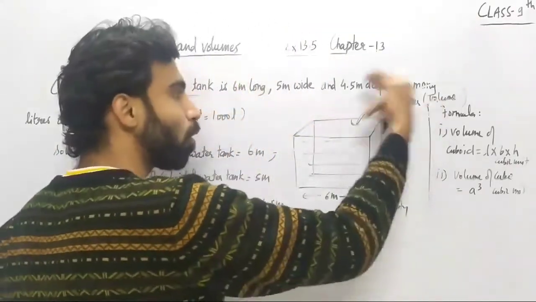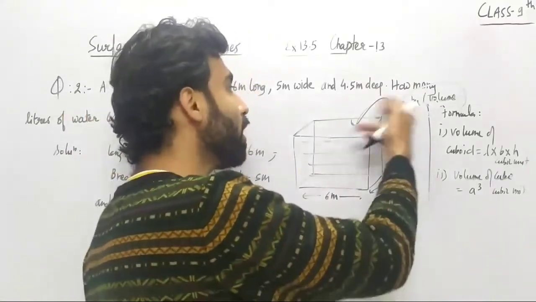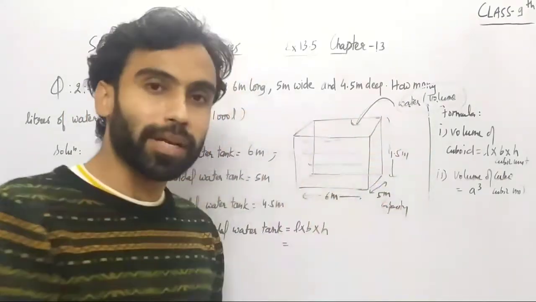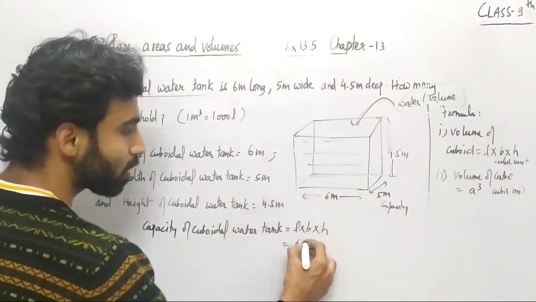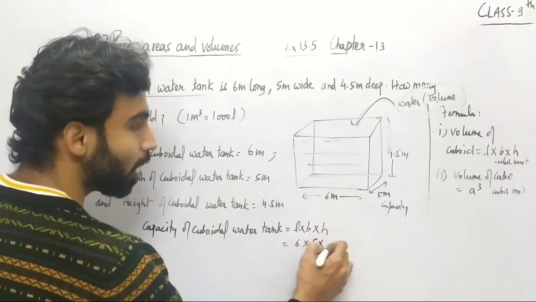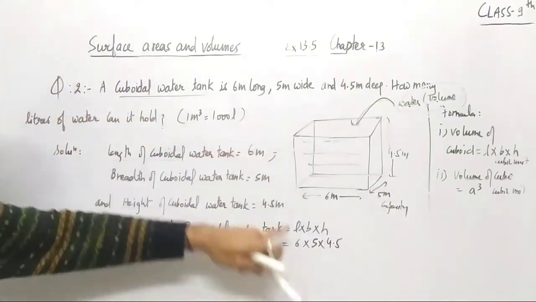So हम यहाँ पे volume of water calculate करें, that is calculated by length into breadth into height, and in turn it will be called as the capacity of this tank, right? So यहाँ पे length कितनी है आप देख सकते हैं, that is 6 into breadth कितनी है 5 into height कितनी है 4.5, right? So now let me just solve this.